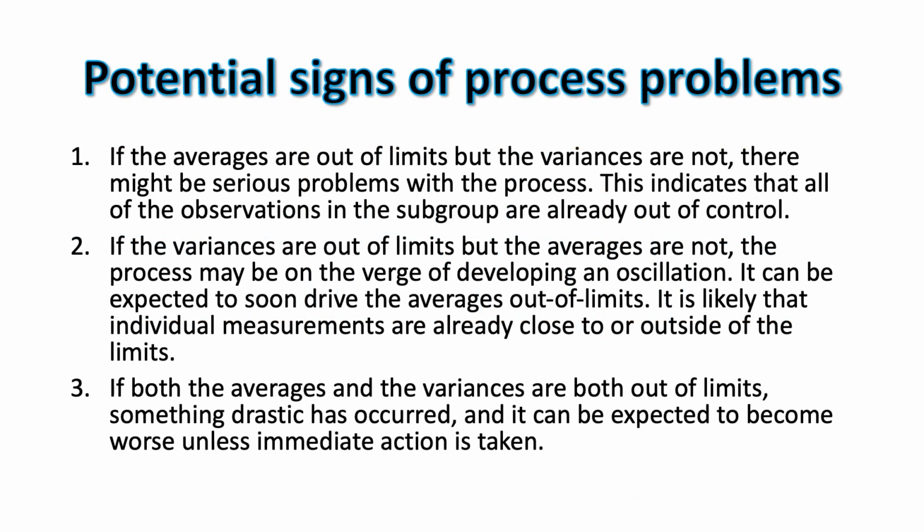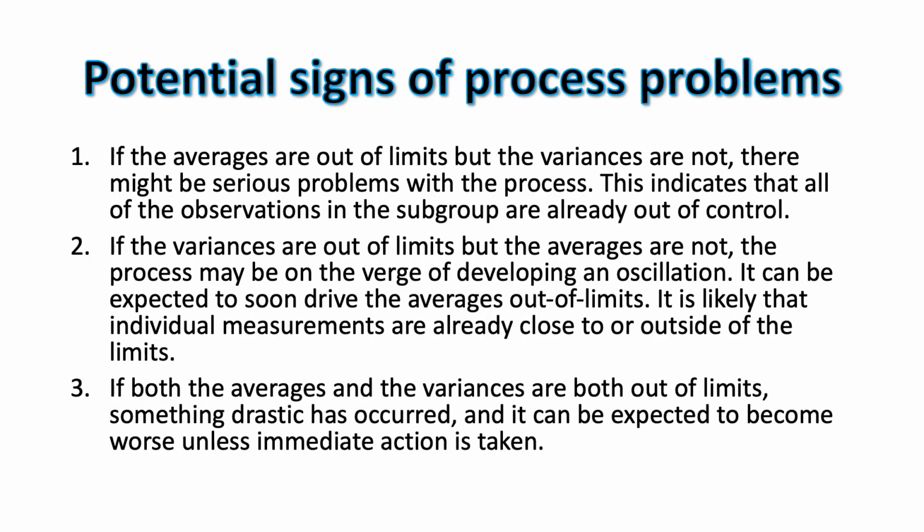In general, you are building control charts to find potential signs of process problems. Typically, if the averages are out of limits but the variances are not, this indicates serious problems with the process, because all of the observations in the subgroups are already out of control. If the variances are out of limits but averages are not, the process may be on the verge of developing the problem. If both the averages and the variances are out of limits, something drastic has occurred. It will get worse unless immediate action is taken.